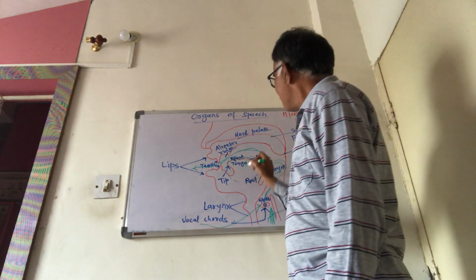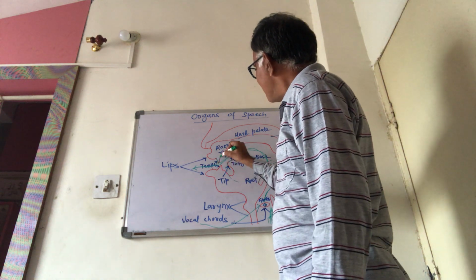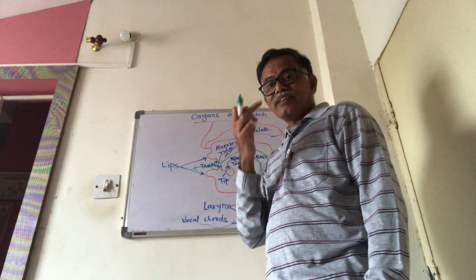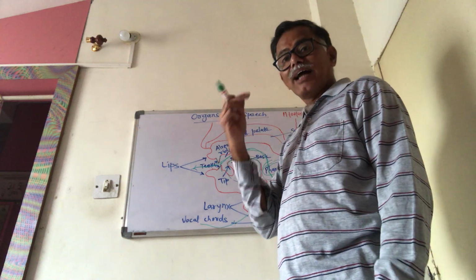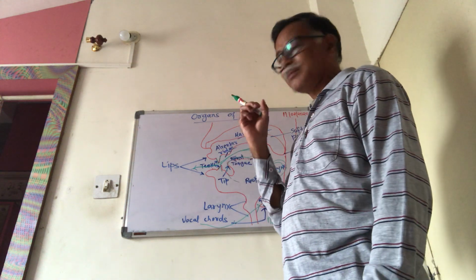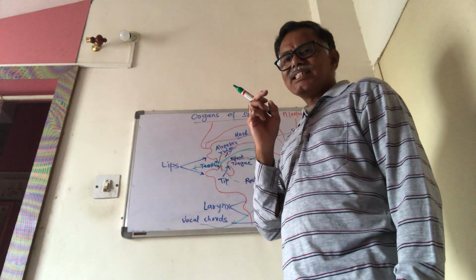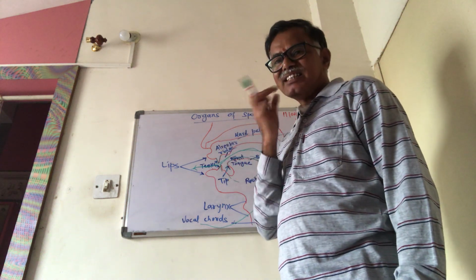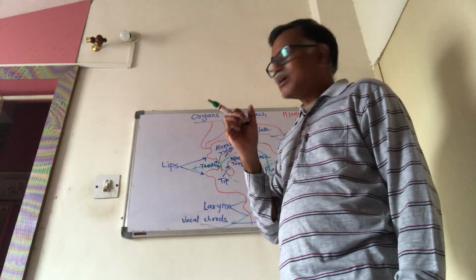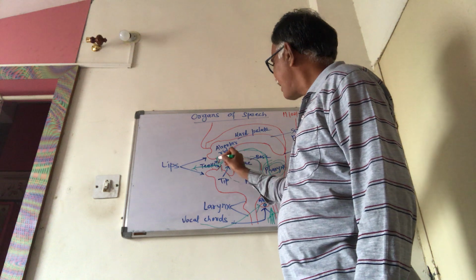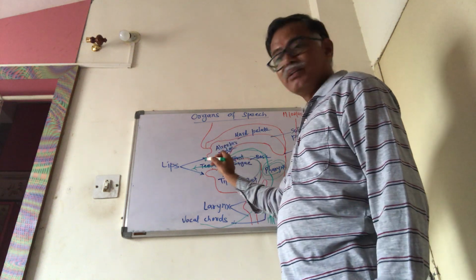Now here, we have teeth. The tongue sometimes attaches to the teeth while articulating some sound. Teeth: upper teeth and lower teeth. Some words come through the tongue touching the upper teeth. Some words come through the tongue touching the lower teeth. The tongue touches here also while speaking, and then some sound is produced.